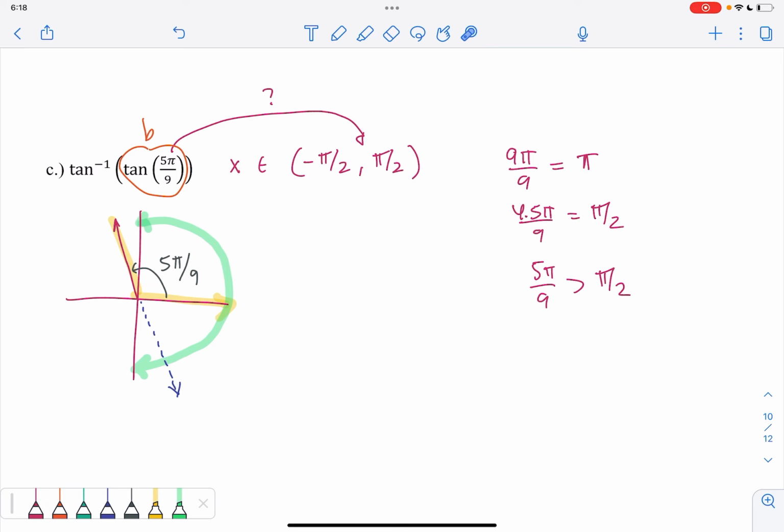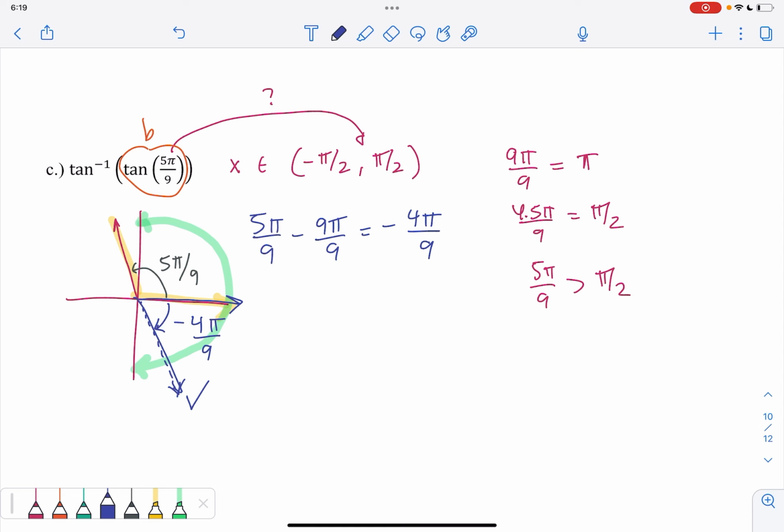And so then this angle that I've just drawn, if I draw it in standard position, it is going to have that same tangent value. So I don't know what it is, but I can certainly find it. Well, if they're just pi away from each other, that's when I'm repeating the same tangent values, then I can take 5 pi over 9 minus pi, which is 9 pi over 9, and get negative 4 pi over 9 to get that angle there. So this angle is negative 4 pi over 9.